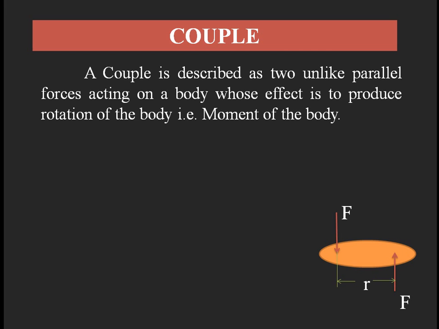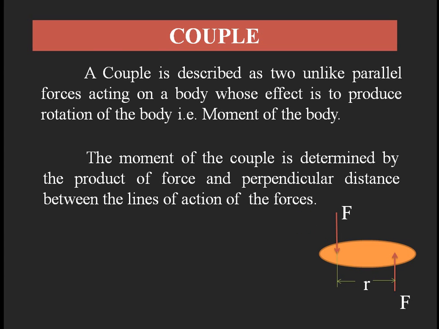So consider this as a body. On this body, two unlike, meaning two opposite, forces parallel to each other act at a particular distance from each other. And the effect of these two forces is to produce the rotation of the body. Okay, that is about the couple. A couple produces rotation due to the action of two equal opposite forces on a body. So a couple is described as two equal unlike parallel forces acting on a body, and the result of these two forces is to produce the rotation of the body, that is, moment of the body.